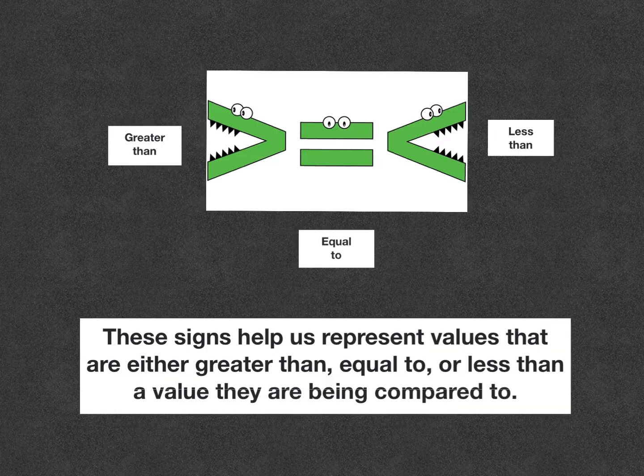For our last bit of math vocabulary, let's remind ourselves of the signs in math that tell us that something is either greater than, less than, or equal to when comparing 2 values to each other. These signs help us represent values that are either greater than, equal to, or less than a value they are being compared to.